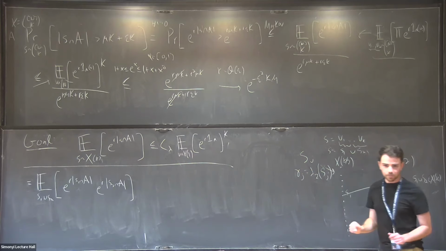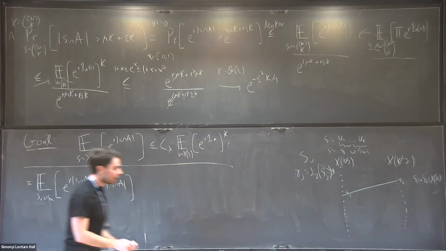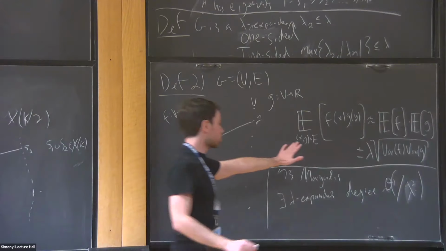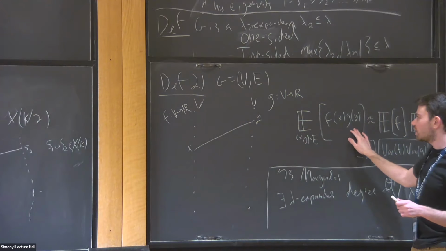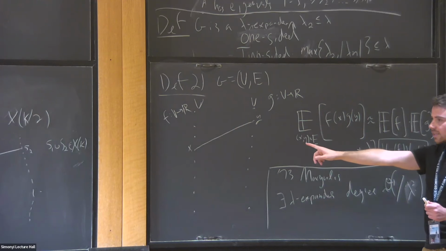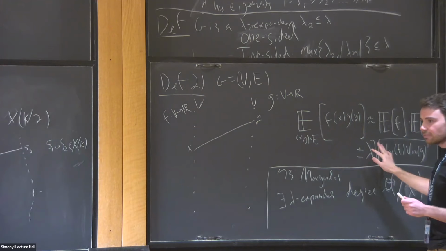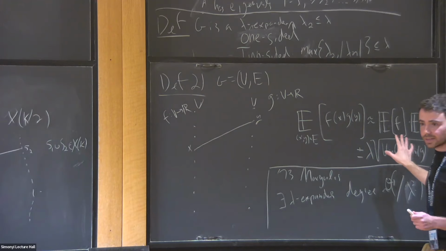Okay. So the point is that I'm now going to apply spectral expansion. I'm going to go back and say we have exactly this situation: we have the expectation of f times g. They're the same function in this case. I can use spectral expansion of S of this graph to split this into expectation of f times expectation of g, plus or minus lambda times their variance.